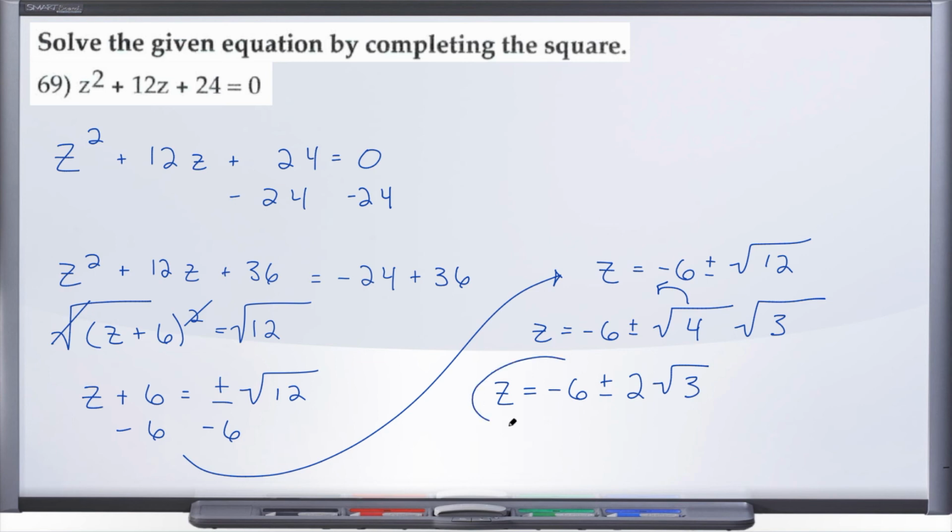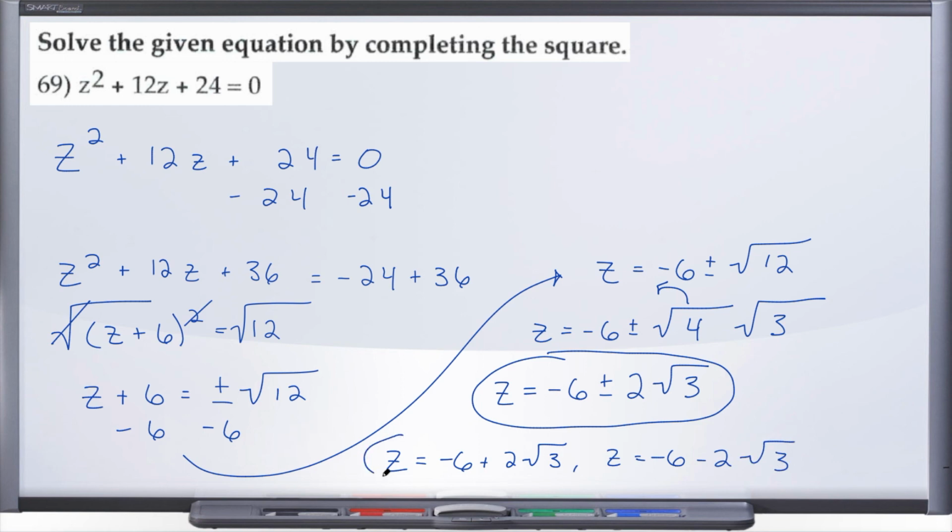And this would be perfectly acceptable if you wanted to leave it as one single answer, or you could write this as 2 separate answers. So you might have z equals negative 6 plus 2 radical 3, and z equals negative 6 minus 2 radical 3. Either way, same answer. Your professor may want you to write it out as 2 separate answers, or maybe just writing it with a plus and minus is acceptable. But there you have it, number 69.